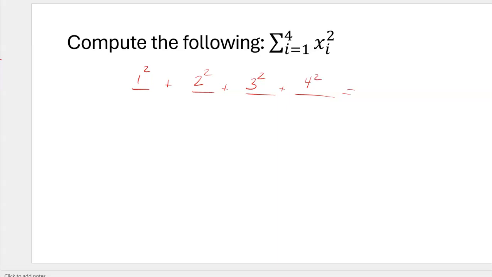Now since we're dealing with a summation, our job is to figure out what each of these pieces is and add them up. So of course you probably want to turn these into nice numbers so they can be dealt with easily before you go and add them. 1 plus 4 is 5, plus 9 is 14, plus 16 is 30. Once you've got the numbers, it's just a matter of adding them up.